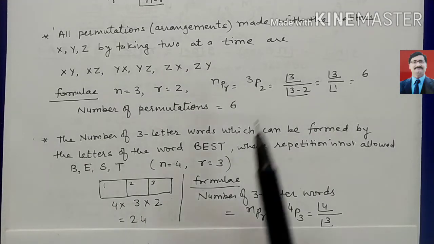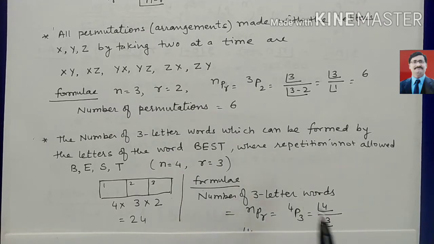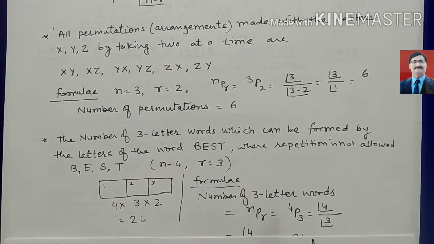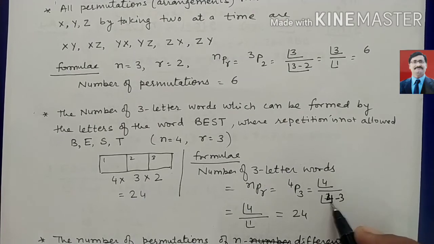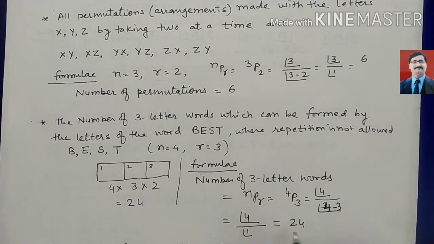And the formula, how we can use this formula, look at it for the same question. So the number of 3-letter words will be nPr. Here n is 4 and r equals 3. So we have here 4P3, and 4P3 is factorial 4 upon factorial (4 minus 3), and 4 minus 3 is factorial 1, and factorial 4 upon factorial 1, we know the value is 24.